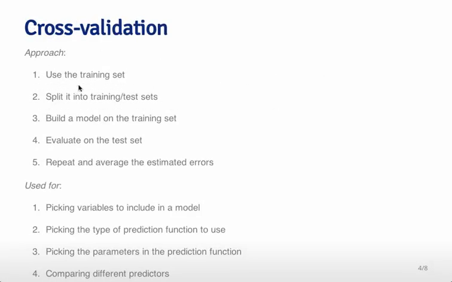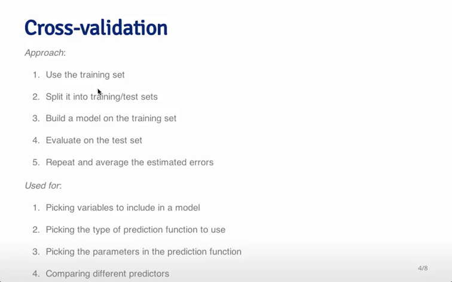So the idea is you take your training set, just the training samples, and we subsplit that training set into a training and a test set. Then we build a model on the training set that's a subset of our original training set, and evaluate on the test set that's a subset, again, of our original training set. We repeat this over and over and average the estimated errors, and that's something like estimating what's going to happen when we get a new test set.